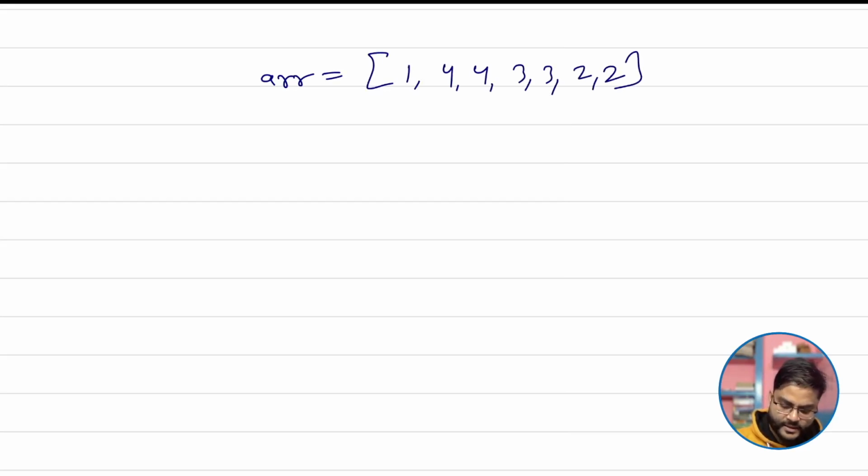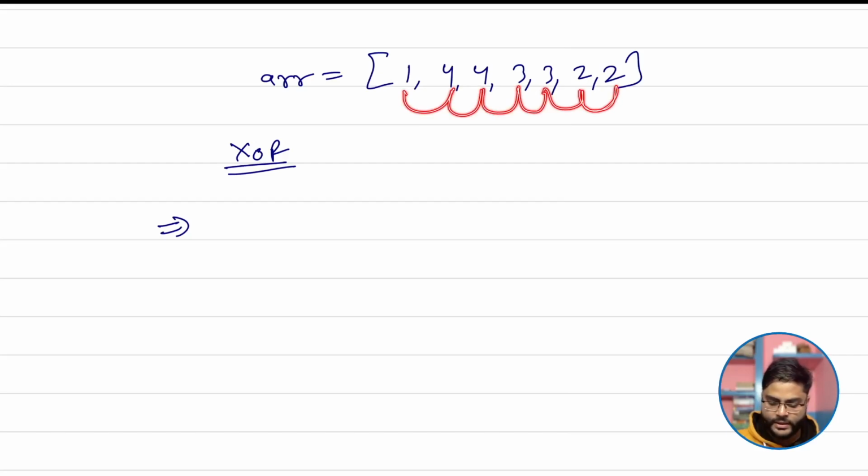What was our problem? We were given the array, and it had 1 4 4 3 3 2 2, right? So we had numbers in couples, and only one was single. I'm talking about the problem. So how can we use our XOR? What if I keep doing XOR of all these elements?